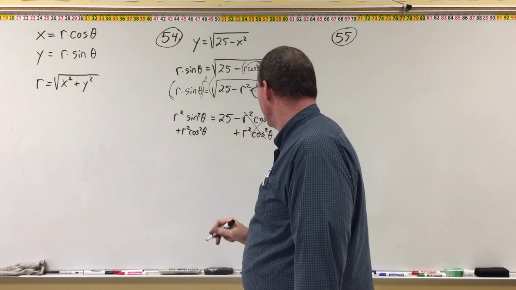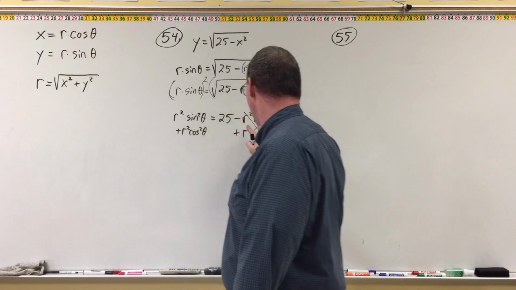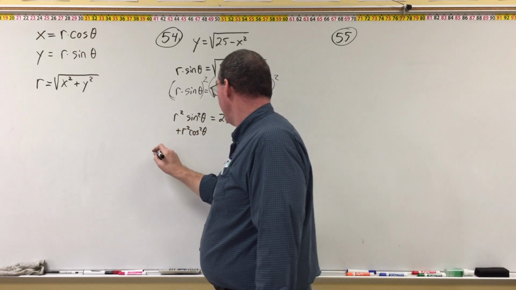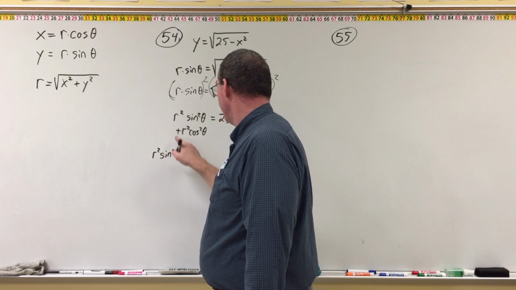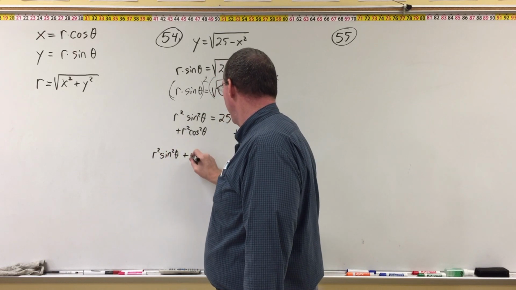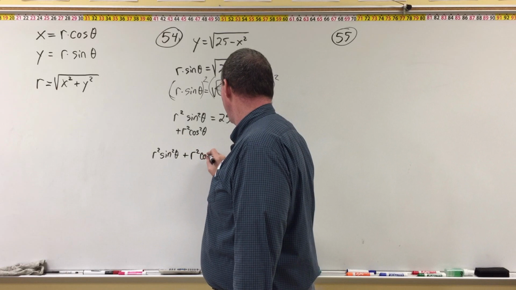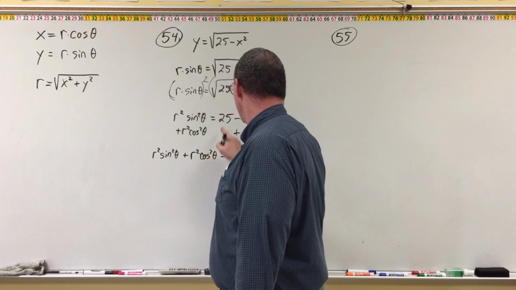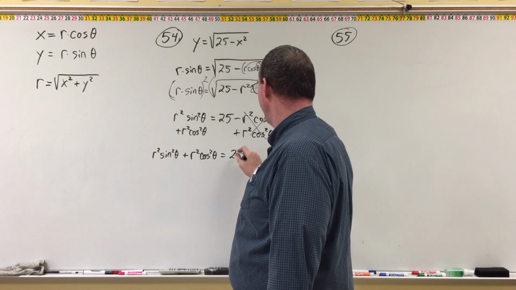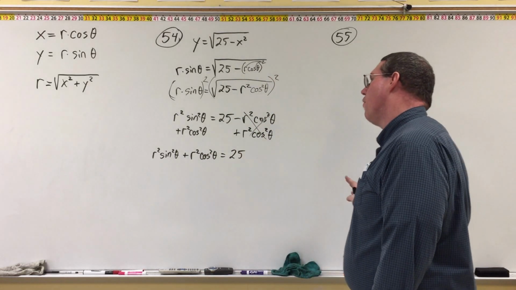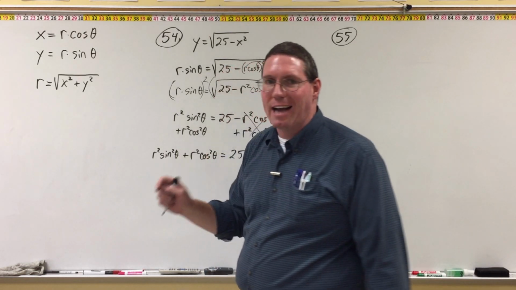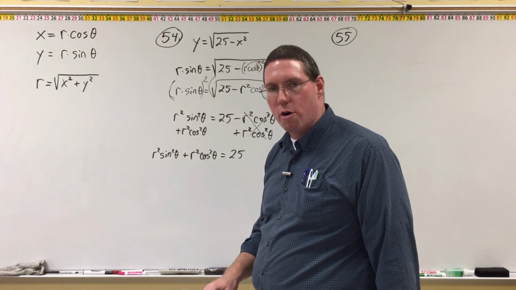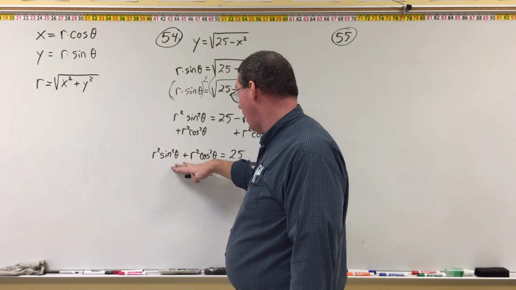Cancel on the left, cancel on the right. Over here on the left is going to be r squared times sine squared of theta plus r squared times cosine squared of theta is equal to, all that's left over here on the right is 25. After I move all my terms with r's in them to the same side, now I factor out all of the r's from the left side.